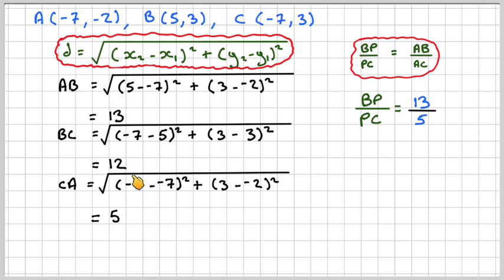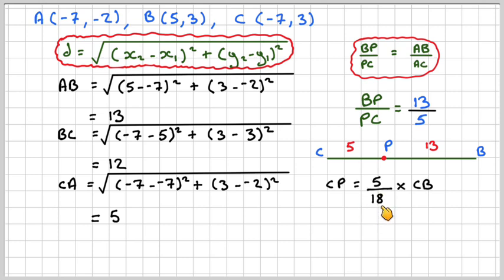Using the idea that BP over PC is AB over AC, we can say that 13 over 5 will be the same as BP over PC. If we look at CB, that means that P will lie here such that this is the ratio of 5 to 13. Therefore, we can find that CP is 5 over 5 plus 13, so 5 eighteenths of CB, and CB was 12, and therefore that will give me 10 over 3.